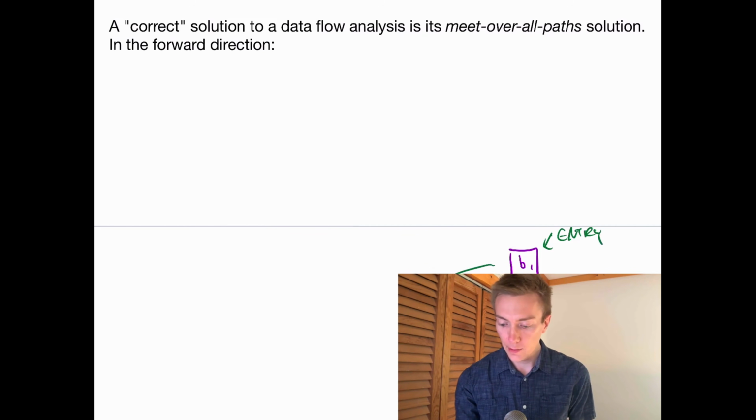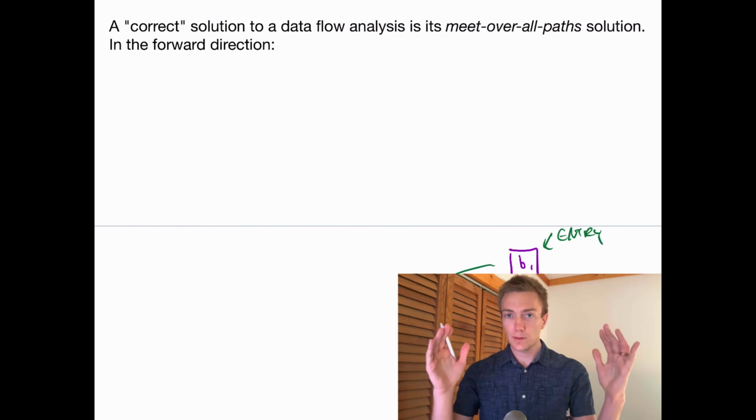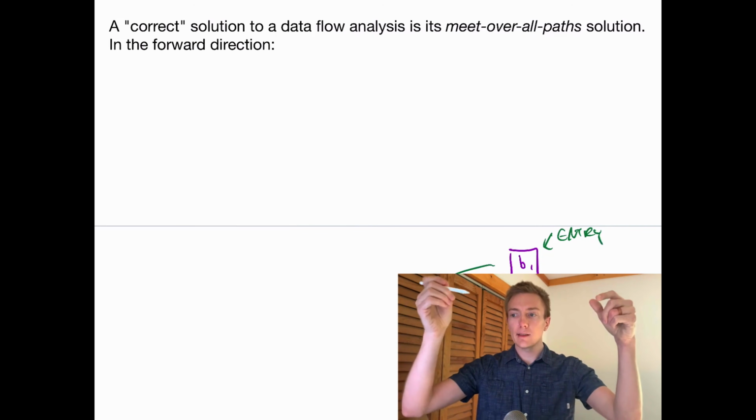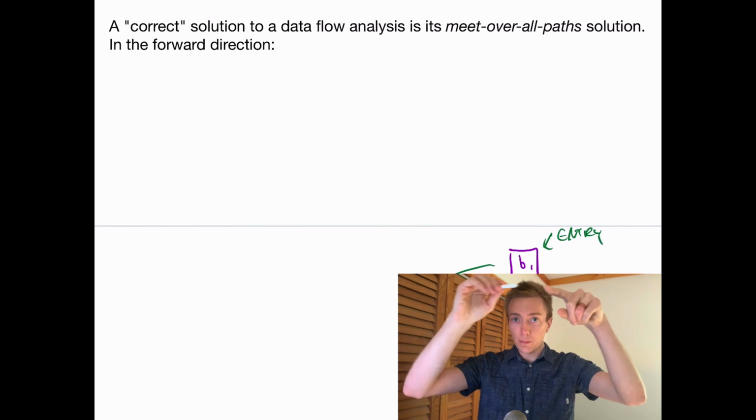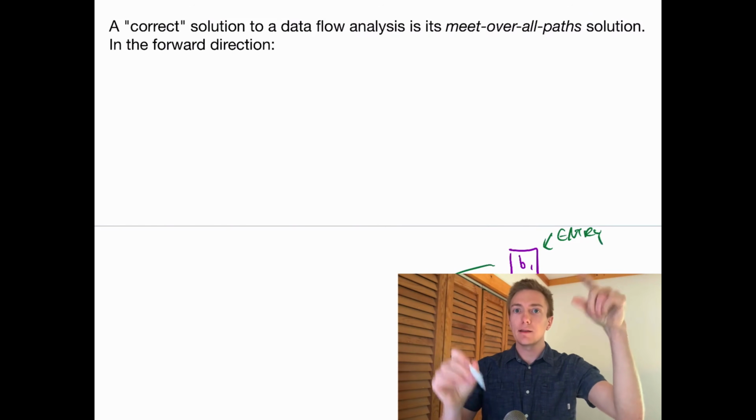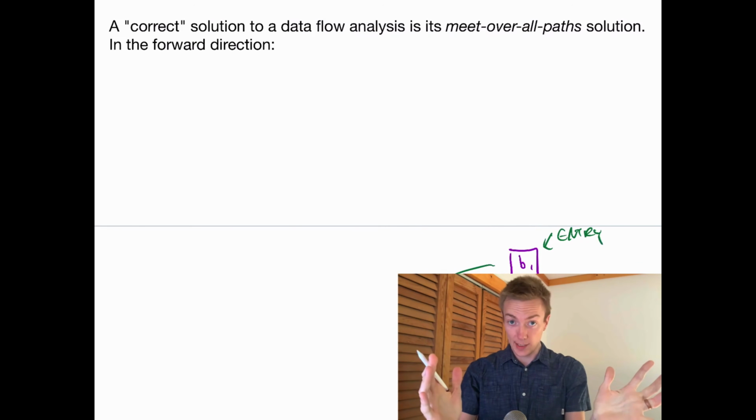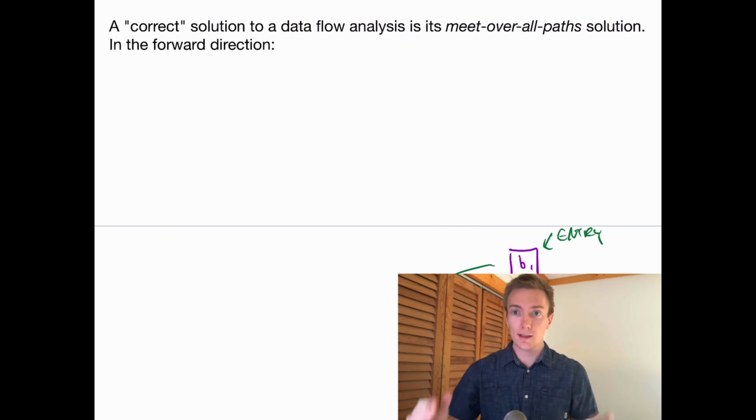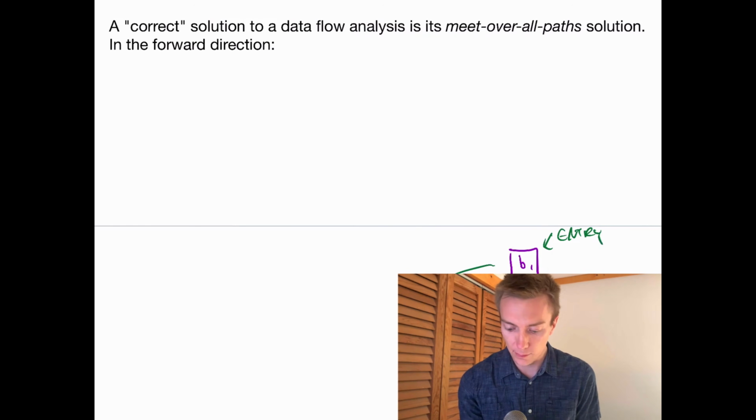We will say that a correct solution is if you chain the transfer function across all the blocks along a path from the entry to your node, and then you take all of those chains and you take the meet, that is the merge function, across all of those things, then you get the correct answer for the data flow analysis.